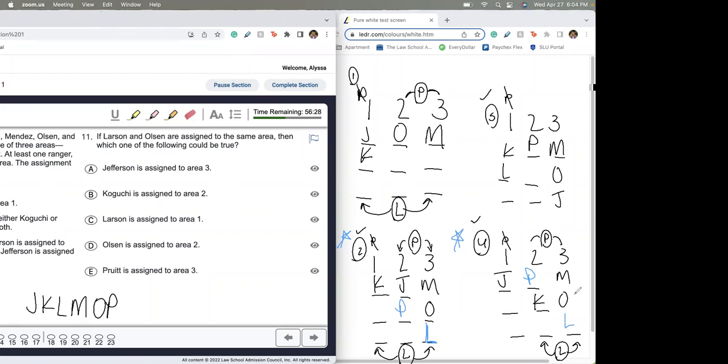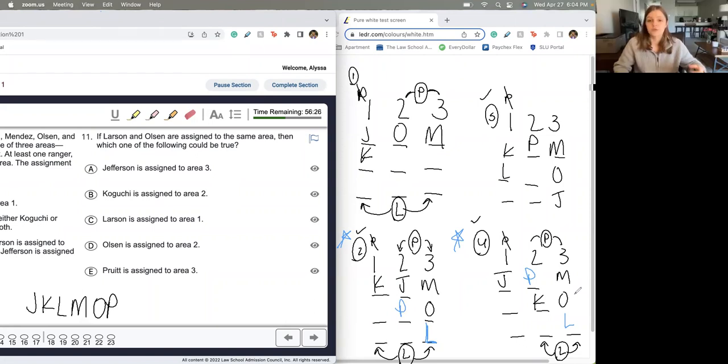But we're looking for something that could be true. So it has to happen once. In this situation, this will be a lot easier for you to double check yourself. You should be able to point to a diagram and say, J is happening in 3 in this diagram or something. So when you pick your answer choice, make sure you have your diagram to back it up.